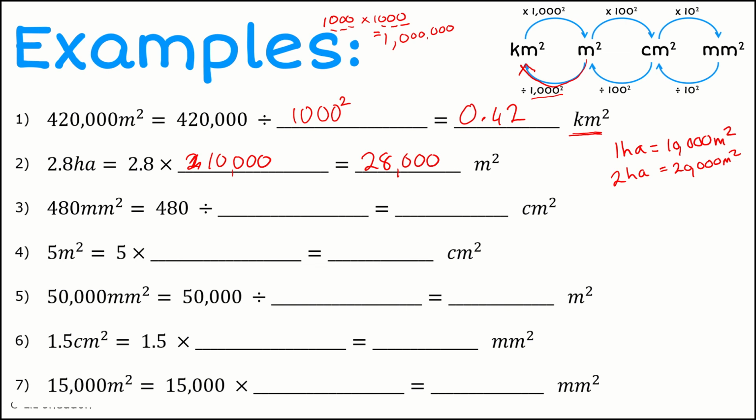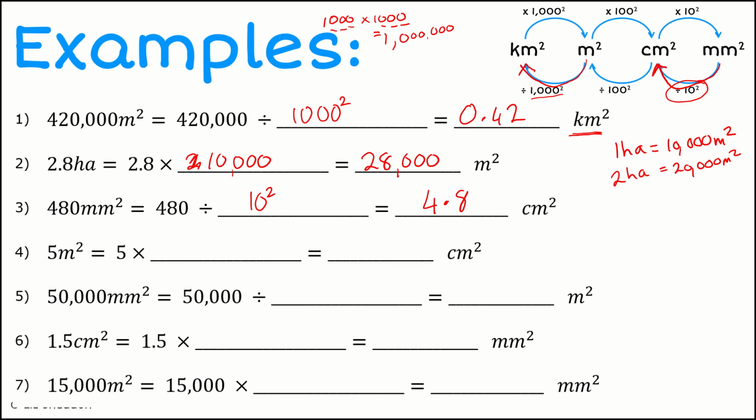The third one there, 480 millimetres squared, and I want to go from millimetres squared to centimetres squared. So I'm going from this one here, millimetres squared to centimetres squared. I'm going to divide by 10 squared. 10 squared, 10 times 10, is 100. So 480 divided by 100 is equal to 4.8 centimetres squared.